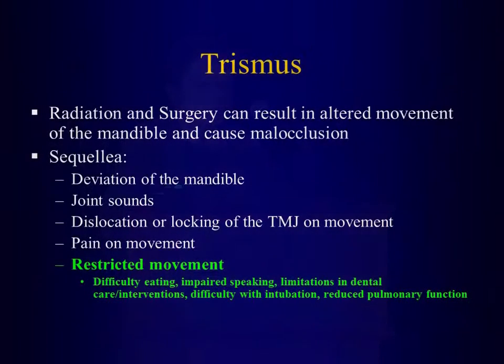Now, I want to talk about two very specific fibrotic syndromes that everybody needs to know about. One is trismus. We know that radiation and surgery can both result in trismus. The sequelae of trismus are profound. Other than the fact that it's uncomfortable for the patient, they get joint sounds, there's pain. The biggest issue is the restriction in movement, which makes it difficult for them to eat. It impairs their speaking. It limits their dental care interventions, makes it difficult for them to intubate, and it reduces pulmonary function.